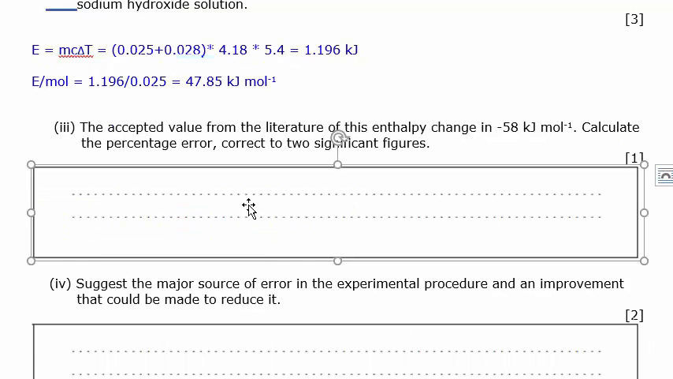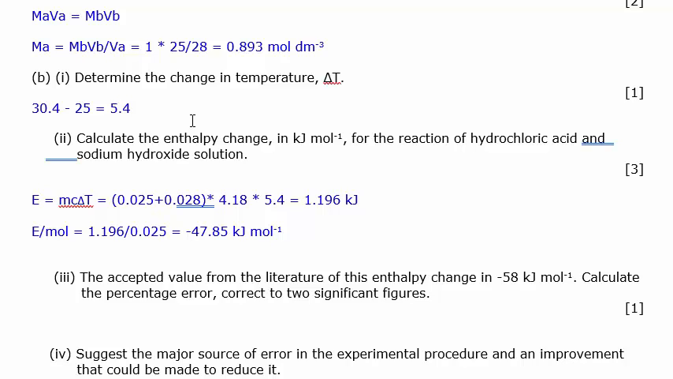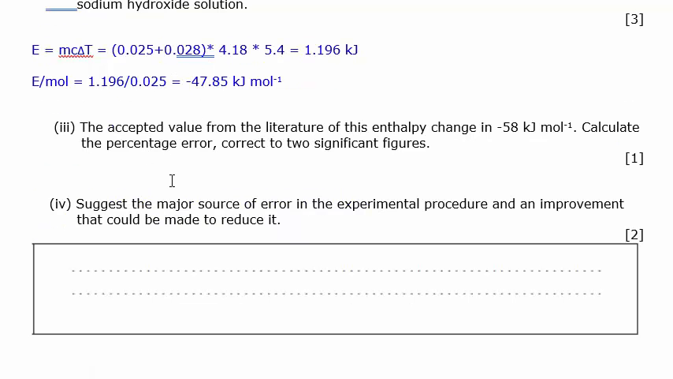The accepted value from the literature is minus 58. Oh, don't forget, we forgot the negative sign. It's an exothermic reaction. Mustn't forget the negative signs for exothermic reactions. It reminded me when I saw the negative sign there. Calculate the percentage error between this, your value, and this value. Well, first of all, we work out the difference. Now, we don't need to work in negatives. We can work in positives. That won't make any difference because we're working out a percentage error.